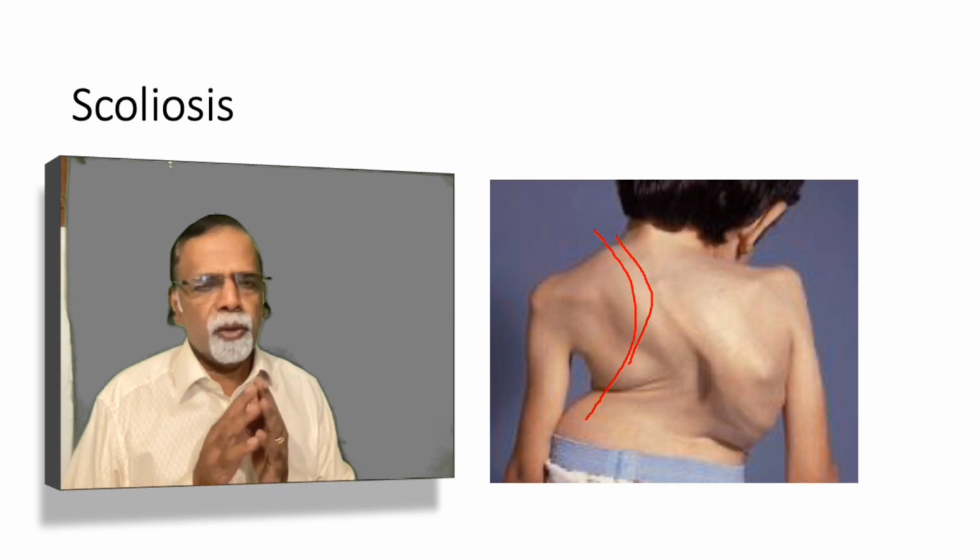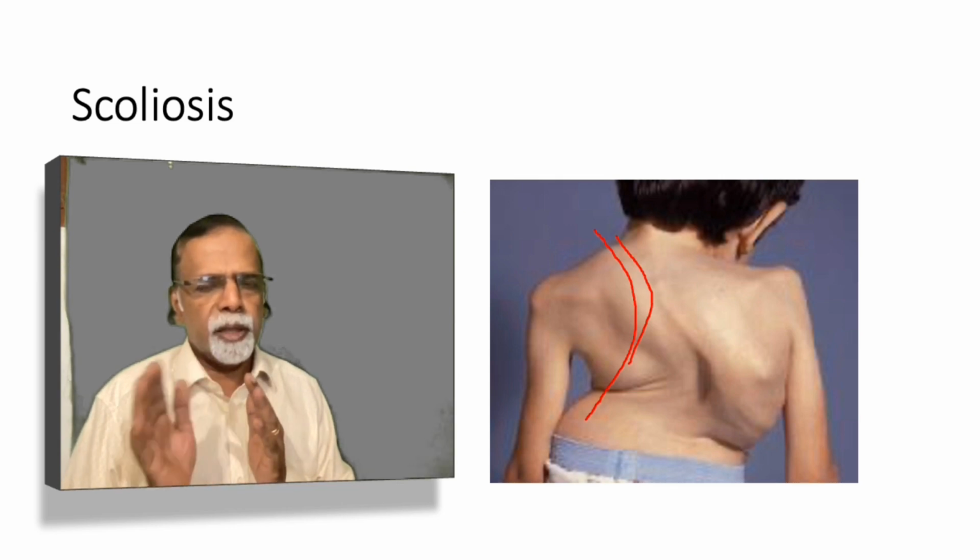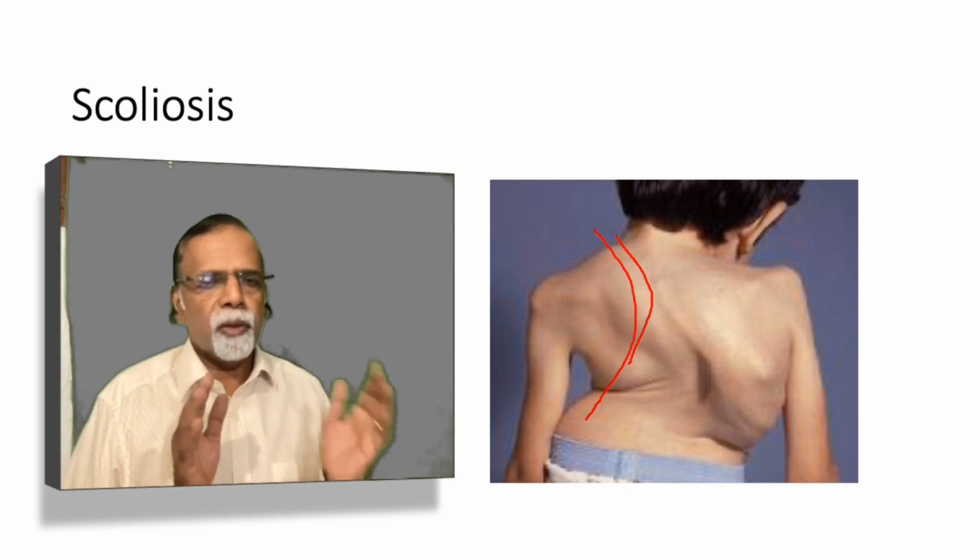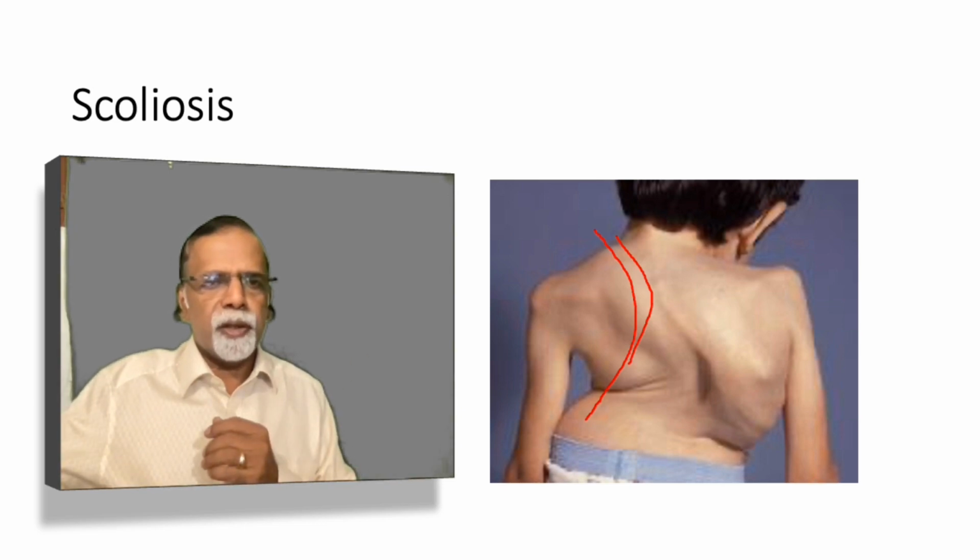When there is scoliosis to the right side, it means there is a volume loss on the left side. So here you can see, suppose this is the spine. You draw the lungs here.